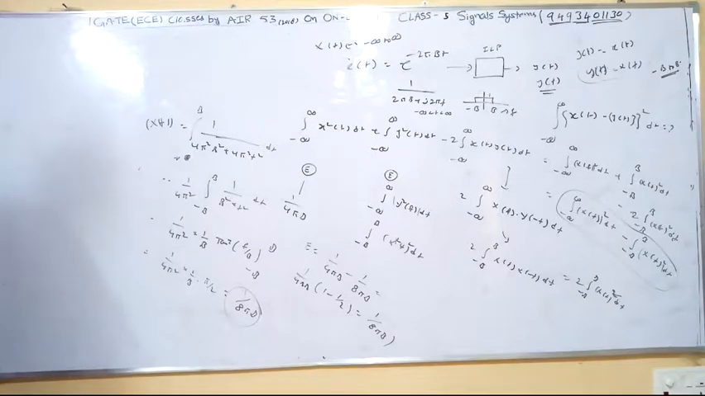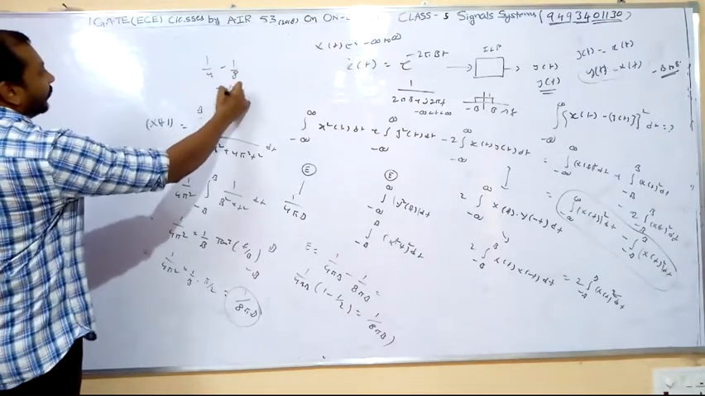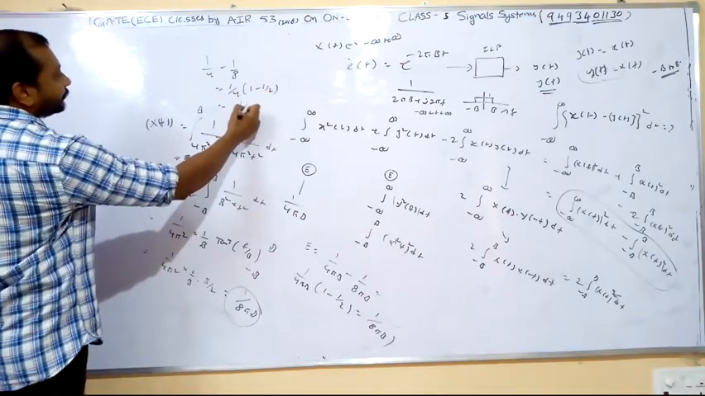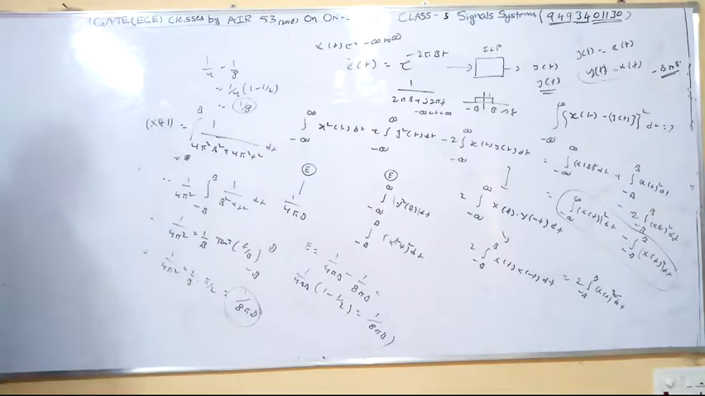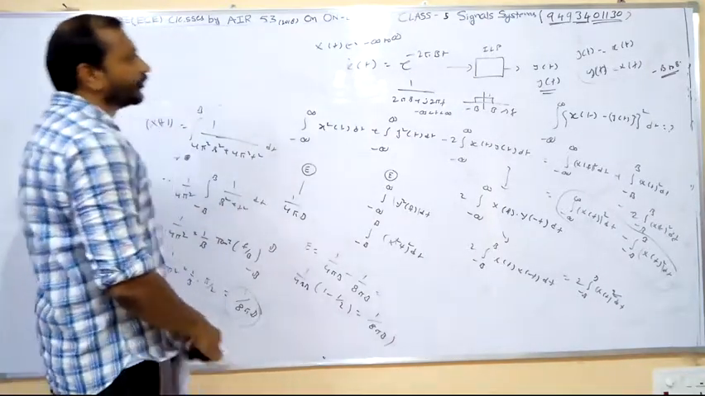1 by 4 minus 1 by 8 is equal to 1 by 4 into (1 minus 1 by 2). This value is equal to 1 by 8, that is 1 by 8πb. This is the way of calculation in this question.